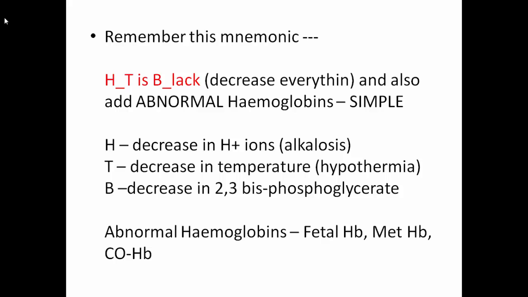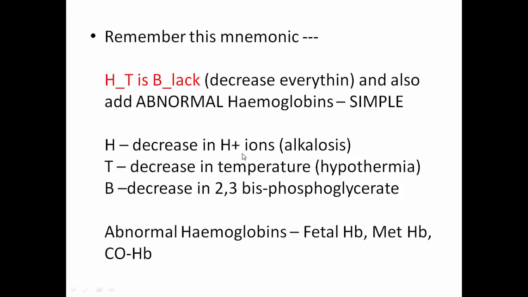Let's see the mnemonic here. It's a similar mnemonic except for the A. Hat is black. Just erase A there and then decrease everything. In the right shift, you are increasing everything. In here, you decrease everything. And also add all the abnormal hemoglobins like fetal hemoglobin, methemoglobin, carboxyhemoglobin. All the abnormal hemoglobins, you add it here. And hat is black, without A, decrease everything.